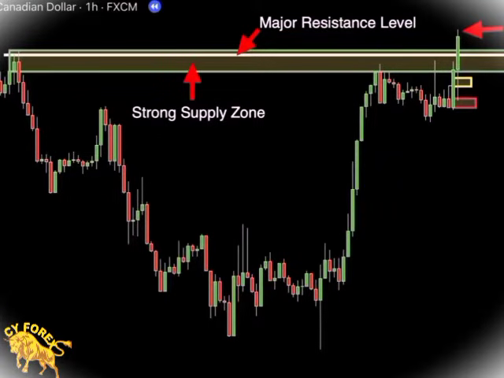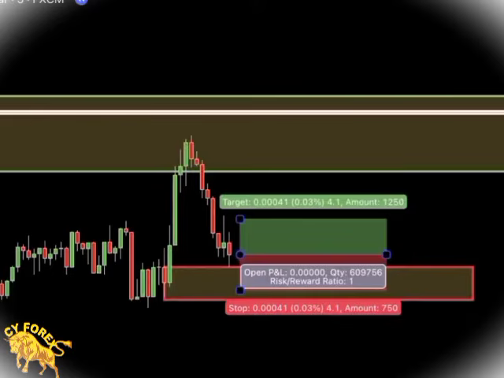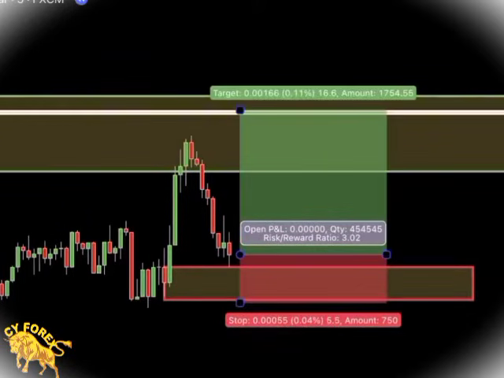Now that we spot our levels on both time frames, we return to the 5-minute chart to set up the trade. For our entry, we'll wait for the price to pull back to the order block and show signs of rejection before entering the trade. Our stop loss goes just below the order block to keep it protected. As for our target, we're aiming for the next key resistance level identified on the hourly chart.